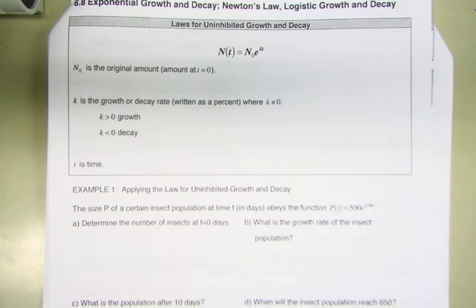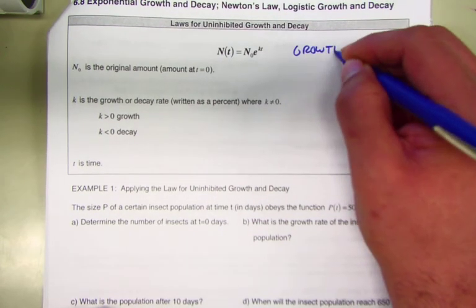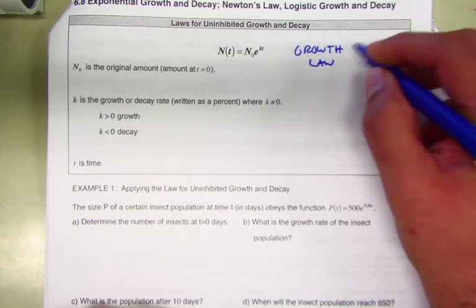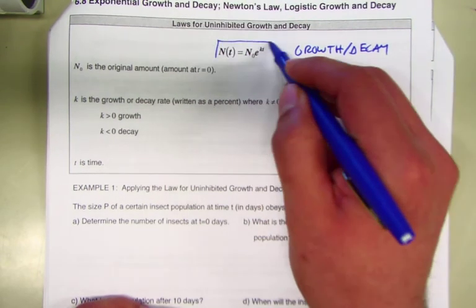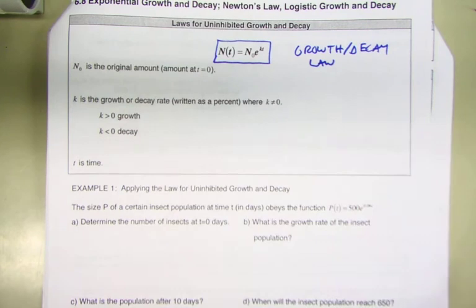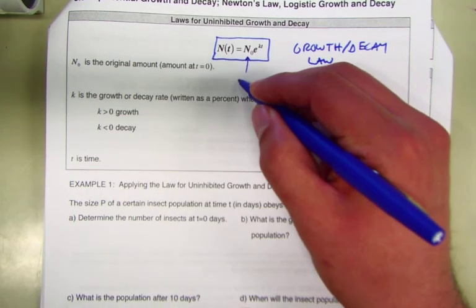For this unit, we're taking everything that we've done and now putting it in context of some actual applications. So this is your growth law right here. Sometimes it's called the decay law, but it's an exponential function. This N naught is your initial amount.